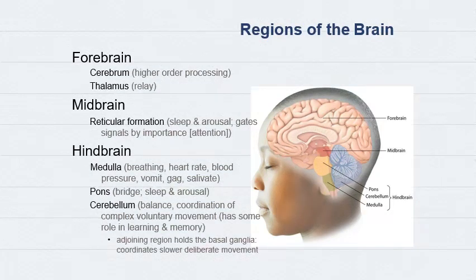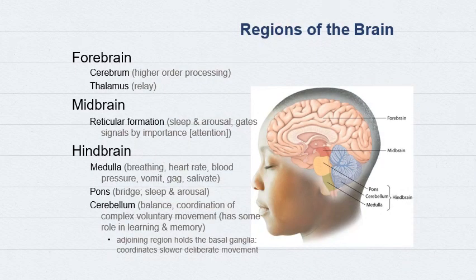The cerebellum, with its function related to balance, coordination of complex voluntary movement, with some role in learning and memory. Probably may connect natin yan sa muscle memories. So the adjoining region holds the basal ganglia, which coordinates slower deliberate movements. Ito yung mga fine movements.